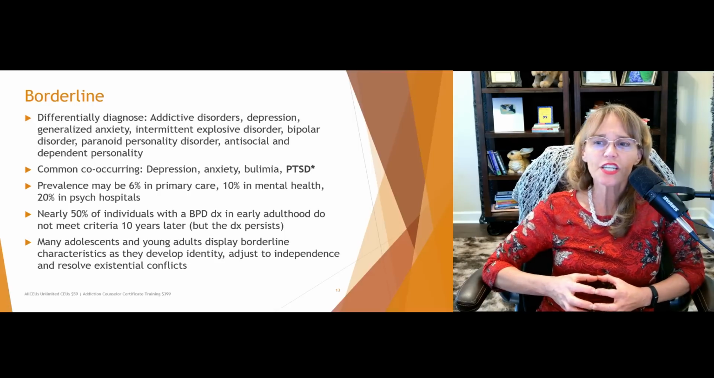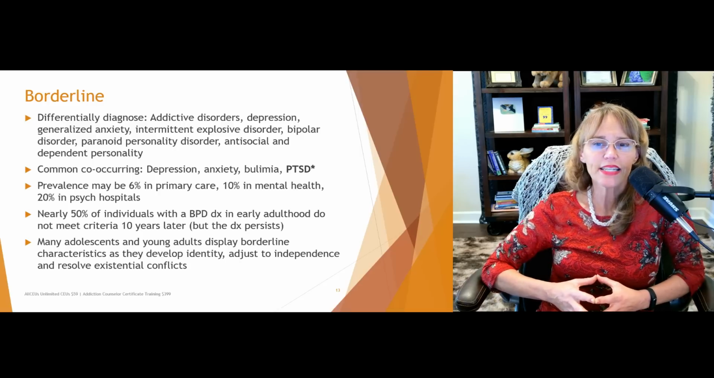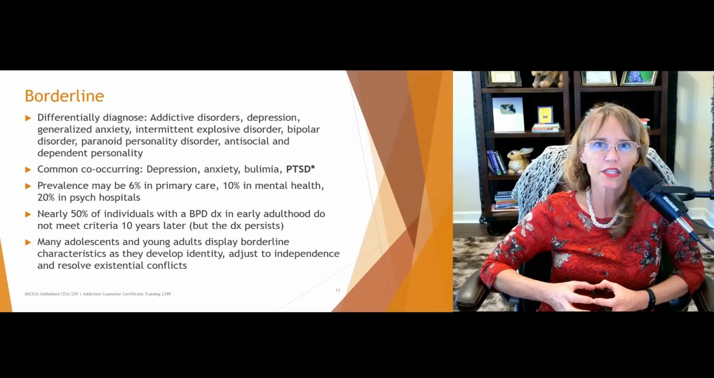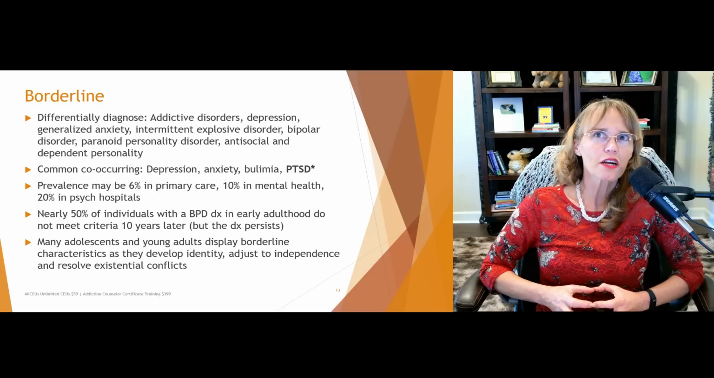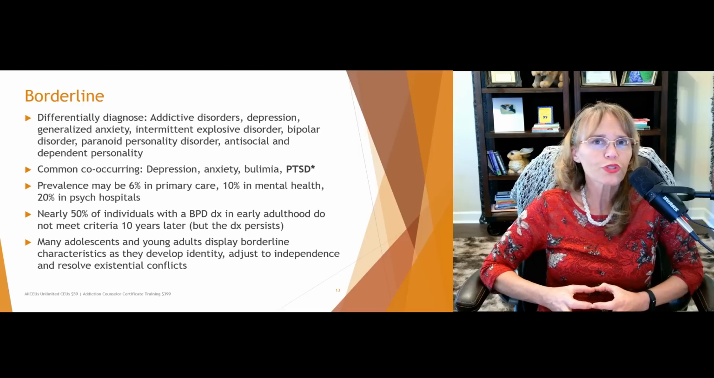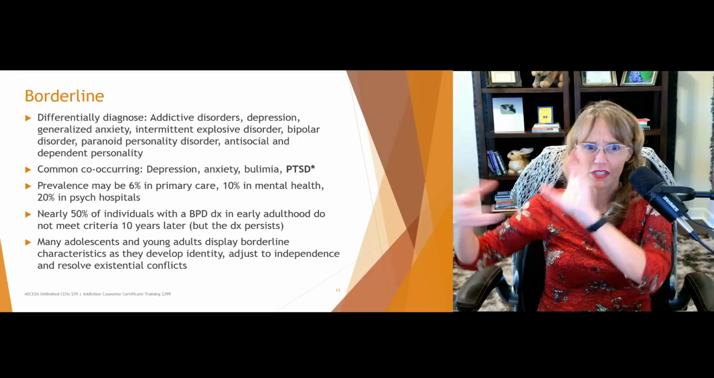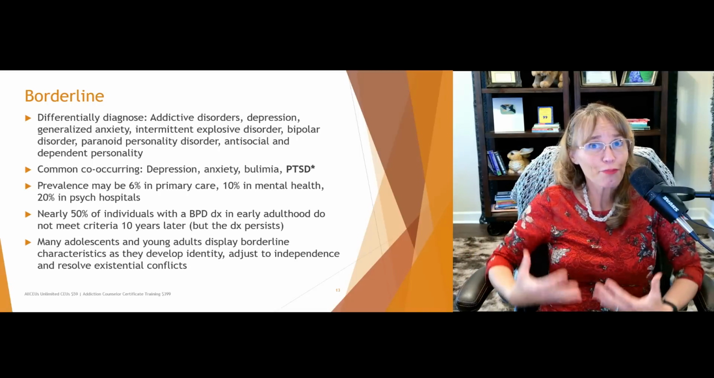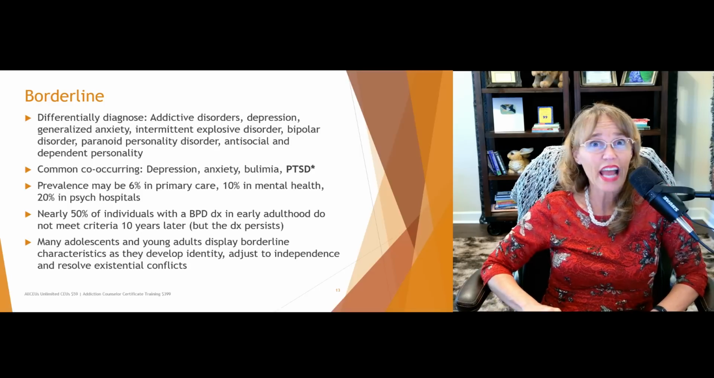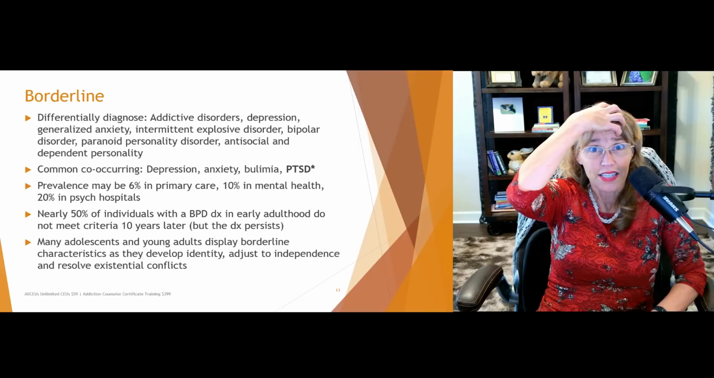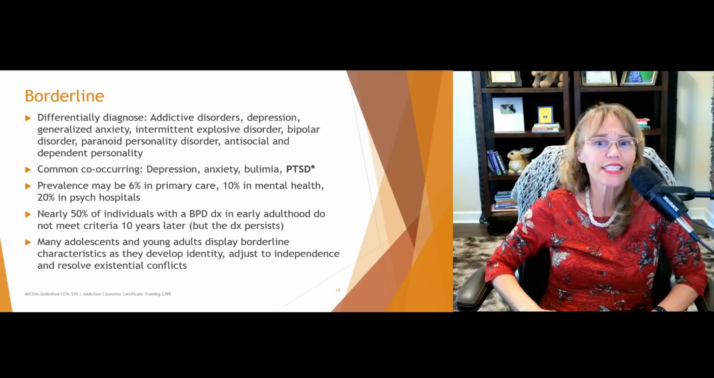Many adolescents and young adults display borderline characteristics as they develop identity, adjust to independence, and resolve their existential conflicts. We need to evaluate the behaviors that we're seeing, and again, look and see if they are radically different from what is culturally expected or developmentally expected. Adolescents have those hormones going crazy in their mind and in their bodies, which can prompt a lot of emotional behavior, impulsivity, anger. Remember, their prefrontal cortex is not fully developed yet. So by developmental definition, they tend to be more impulsive.